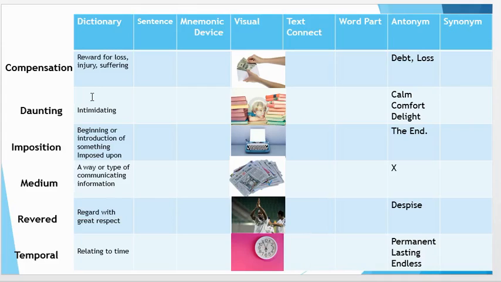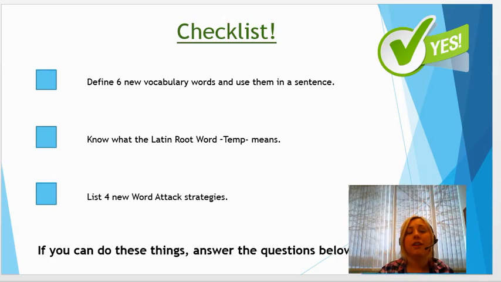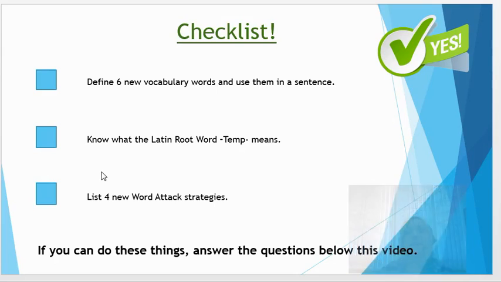All right, so hopefully you've been taking some notes and trying to pronounce these words. Remember, the goal is to see if you can use these words in a sentence and you have an understanding of what they mean. Let's take a look at our checklist. Can you define 6 new vocabulary words and use them in a sentence? Do you know what the Latin root word temp means? And lastly, can you list 4 new word attack strategies? If you can do these things, answer the questions below this video. Good luck!